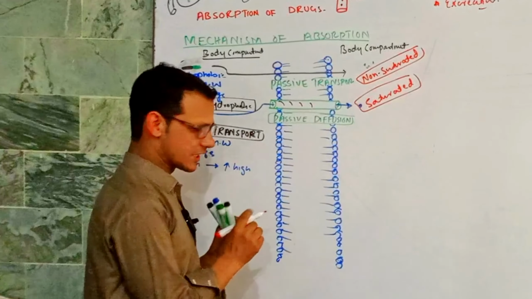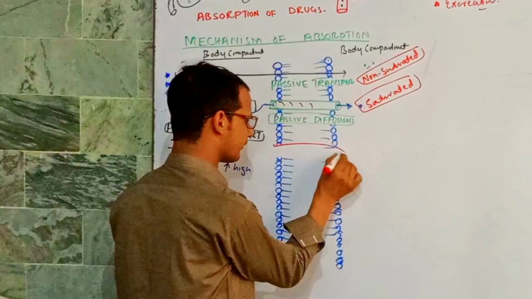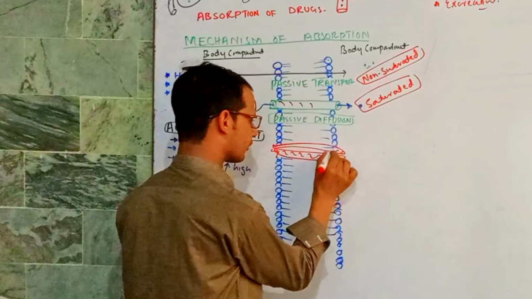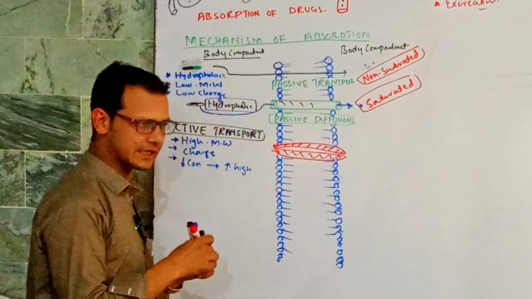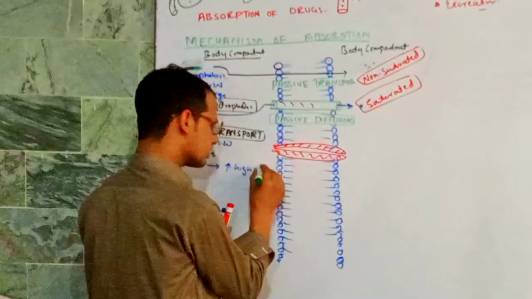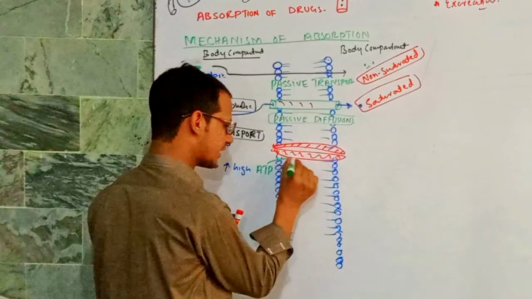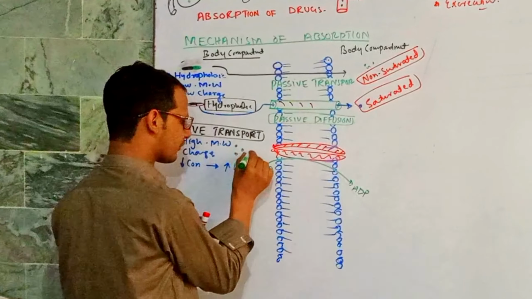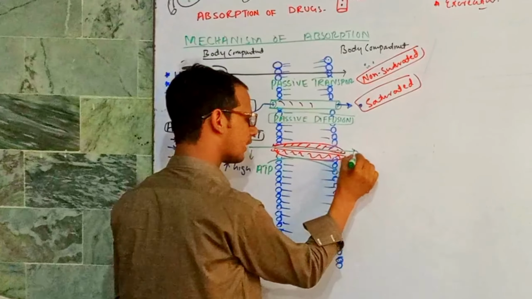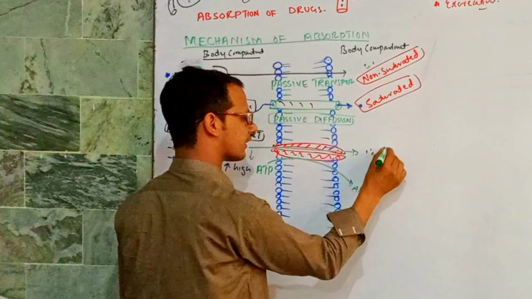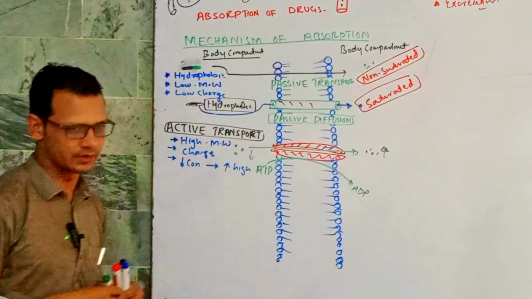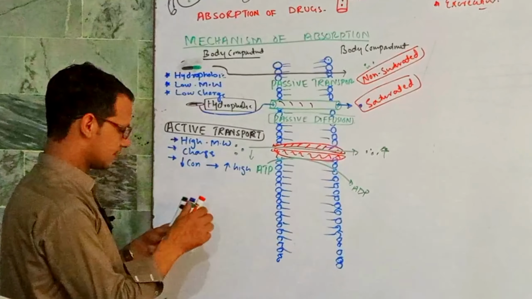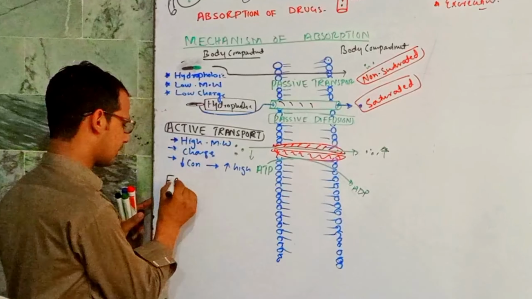This is active transport. For example, here we have extrinsic and intrinsic proteins for transport, right? But it will use ATP, it will hydrolyze ATP into ADP, and the drug is moving from low concentration into high concentration. This is called active transport, right? The next is facilitated diffusion.